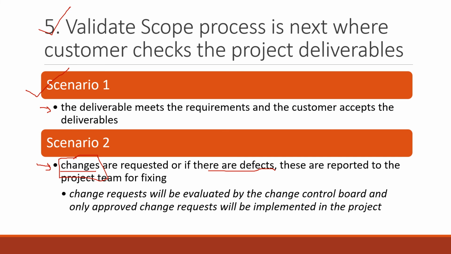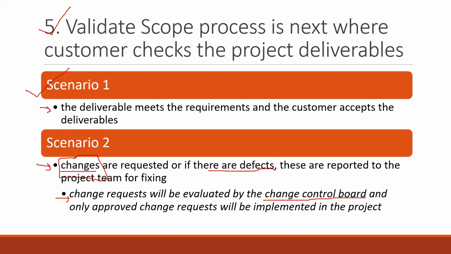So this is what the sub point here talks about. Change requests will be evaluated by the change control board. Again, this is the change management cycle that we are talking about. There is a change control board, the CCB. They review all the changes. You as a project manager take the changes to the CCB, and the ones that are approved by the CCB are implemented in the project and become a part of the project.